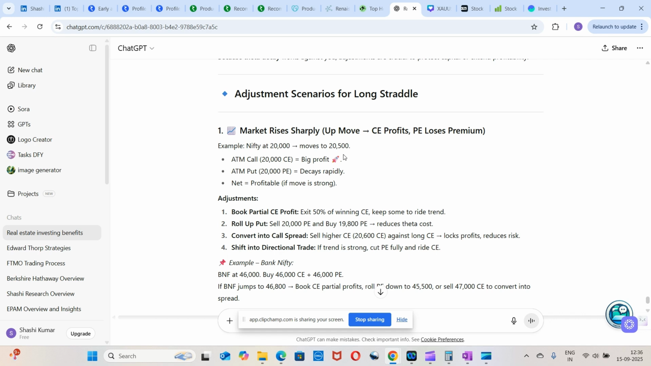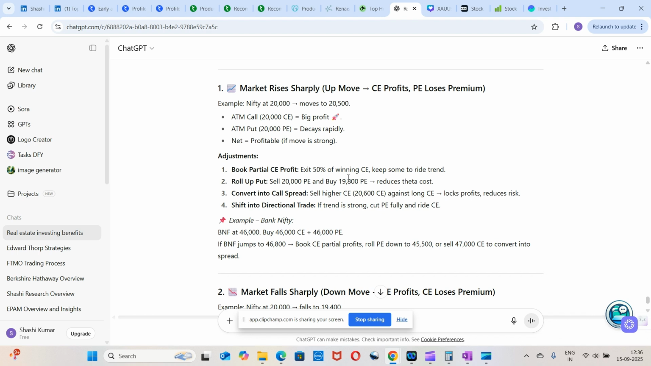Let's assume you have bought an ATM call and an ATM put. The ATM call will be in big profit, and the ATM put will decay, but it will not decay as much as the profit in the CE. So net you will be profitable if the move is strong. Adjustments, I don't think you need to make any adjustments. You just need to book profit and take the profits. That's what you need to do.